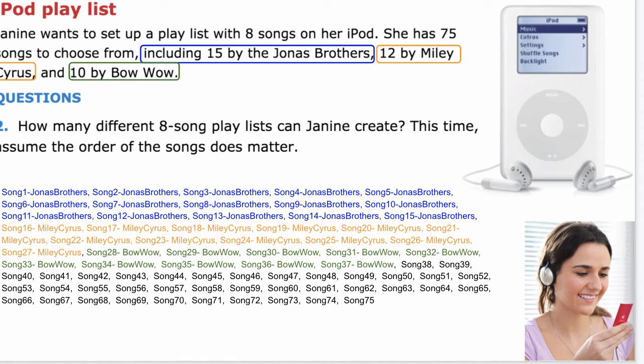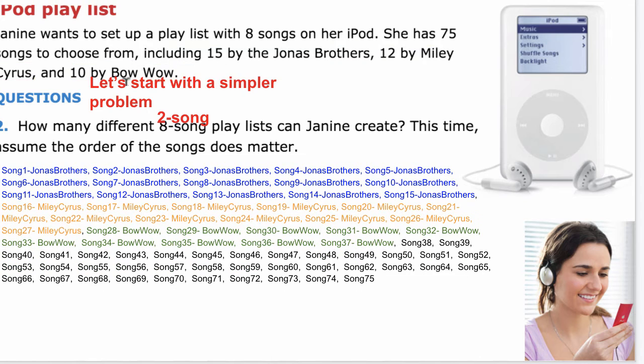So this is a tricky question. First, I'm going to make it simpler. In math, it's often better to make things simple first. So instead of an 8-song playlist, let's make a simpler problem. Let's make it a 2-song playlist. We could try to count by hand. A 2-song playlist is much easier to create.